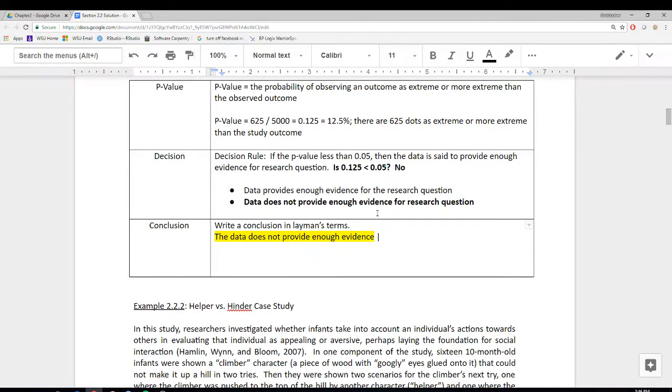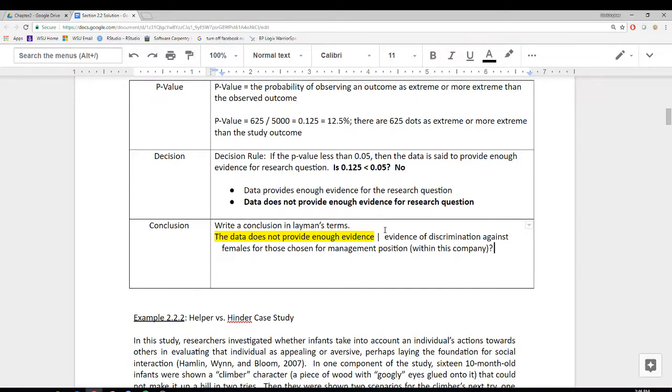So if you have a research question that's carefully written out, we can use that right in our conclusion. So let's see how this reads so far. The data does not provide enough evidence of discrimination against females for those chosen for a management position within this company. Providing an answer to that, we don't need the question mark then.